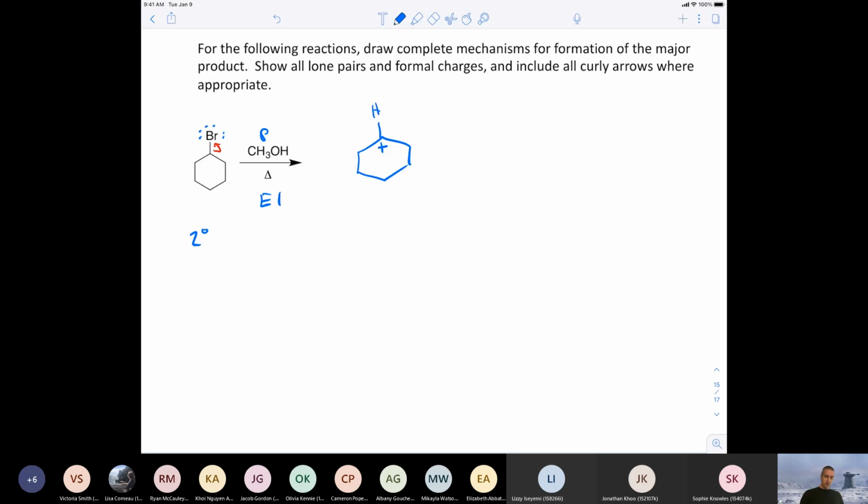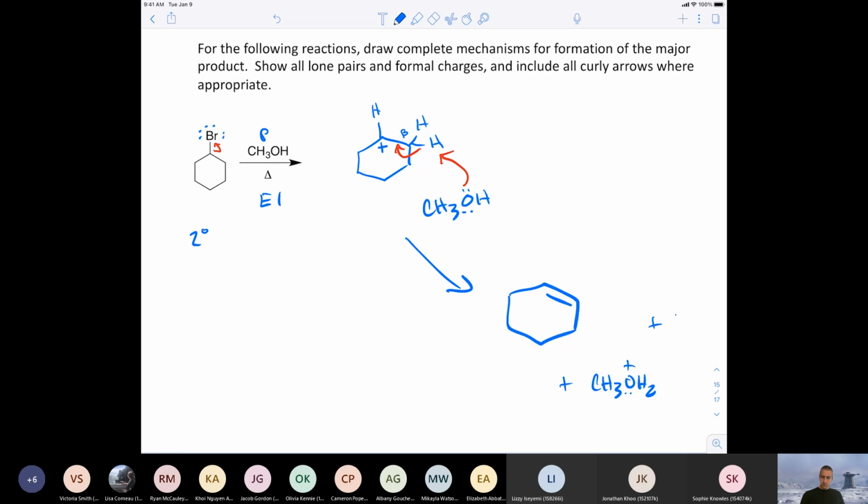So we got our cation. For E1, we have to pick a beta and draw the hydrogens in on the beta. And we're going to use our alcohol here, our solvent, as our base. And second step is this. Br minus. I lost some electrons there. There we go.